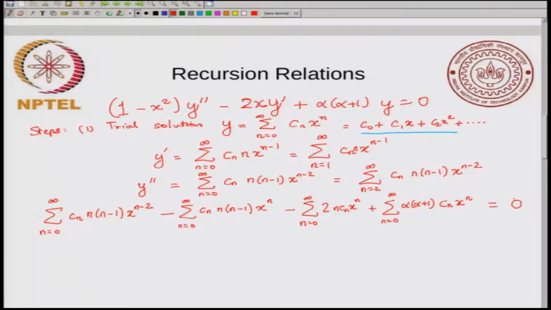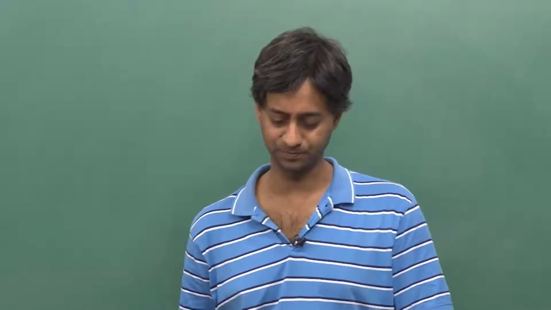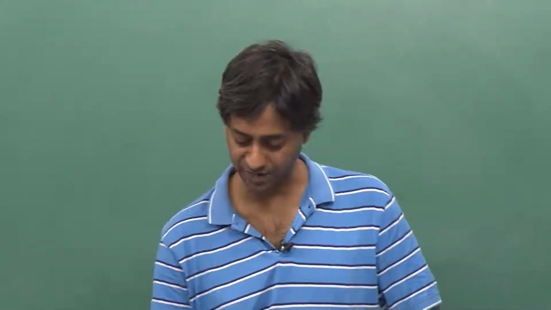Okay. Now, what can you do with this? This is a polynomial in x. The whole left hand side is a polynomial in x and the right hand side is 0. So, if a polynomial in x is 0, then each power of x should go to 0. Each power of x on the left hand side should equal 0.